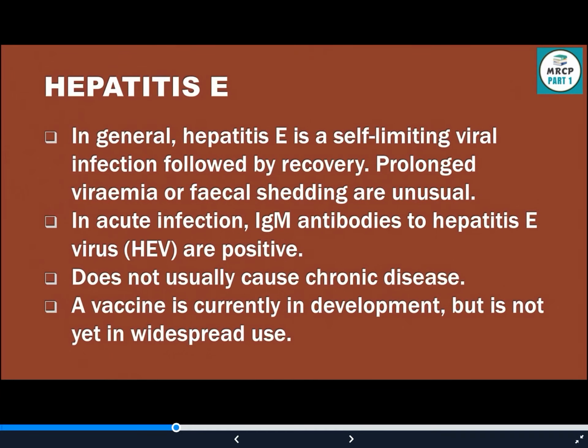In general, hepatitis E is a self-limiting viral infection followed by recovery. Prolonged viremia or fecal shedding are unusual. In acute infection, IgM antibodies to hepatitis E virus are positive. Does not usually cause chronic disease. A vaccine is currently in development, but is not yet in widespread use.